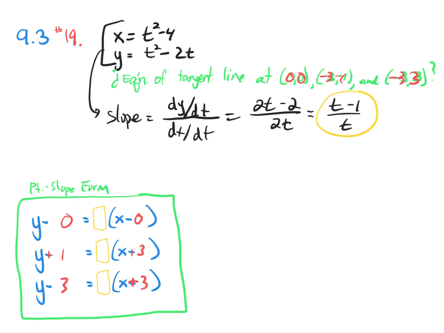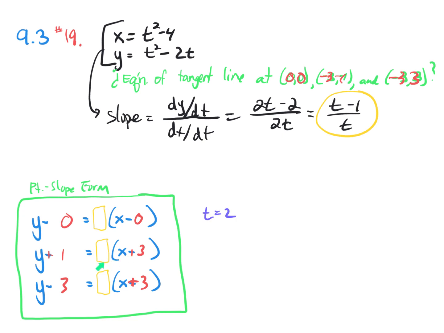All right, so now we need to know at each of these points, what is the slope? To calculate what the slope is at each of those points, we need to know what the t value is. So what t value gives us an x and y value of 0 and 0? It looks like when t is 2. When t is 2, x is 0, and y is 4 minus 4, which is 0. So that's when t is 2.